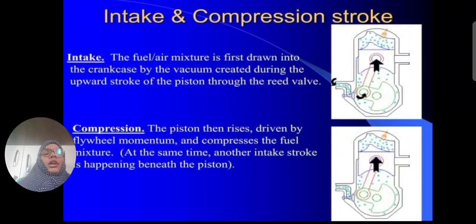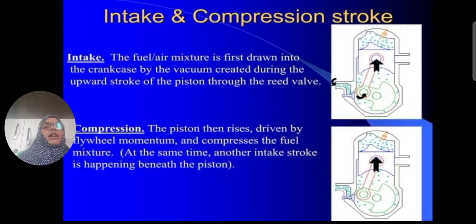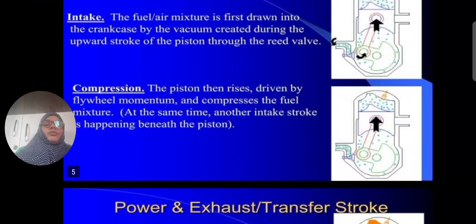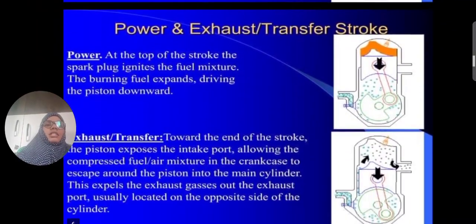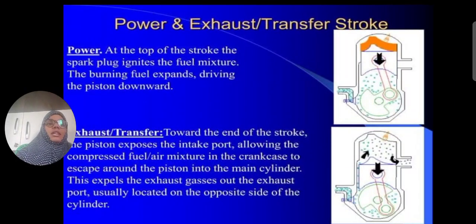The fuel-air mixture is first drawn into the crankcase by the vacuum created during the upward stroke of the piston, through the reed valve. Compression: the piston then rises, driven by flywheel momentum, and compresses the fuel mixture. At the same time, another intake stroke is happening beneath the piston. And next one, power and exhaust or transfer stroke.